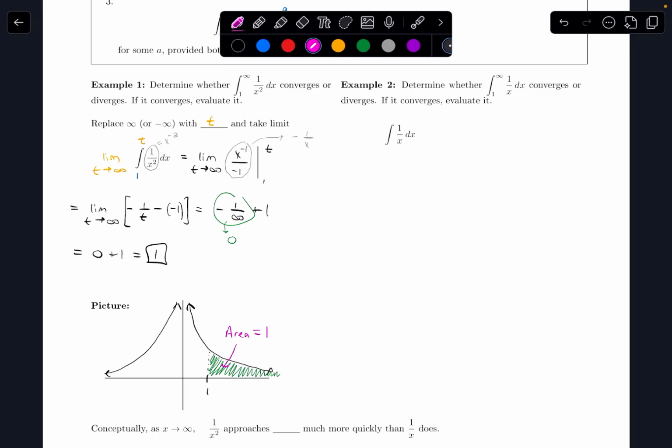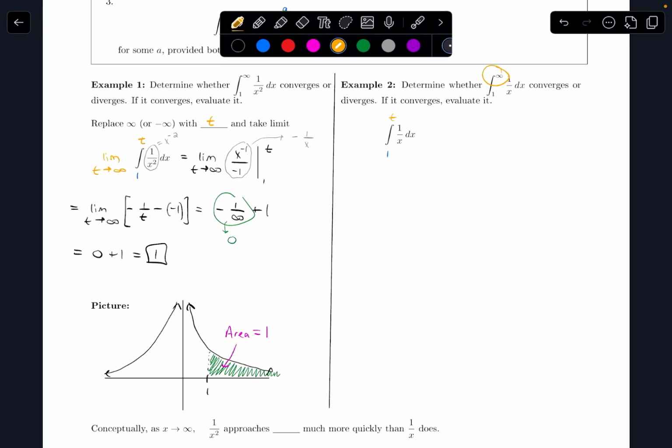Okay, let's take a look at another example. So what if I change my function and I now do the improper integral of 1 over x on the same interval? So the lower limit of integration is 1. The upper one, replace it with a t.